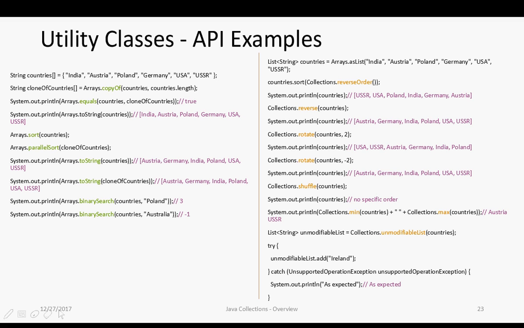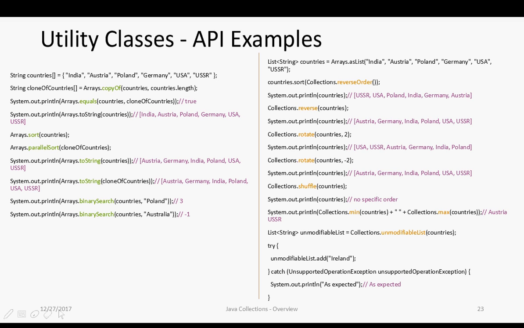I can do the reverse. I will reverse this particular collection so that Austria is the first entry, Germany is the second, India is the third, and so on. I can rotate the list to the right if it's a positive number, or to the left if it's a negative number. So I want to rotate by two positions, i.e. US and USSR should come to the first. So this is my rotated list. While if I want to rotate it to the left, again by two entries, I will get the sorted order, and I will push US and USSR.